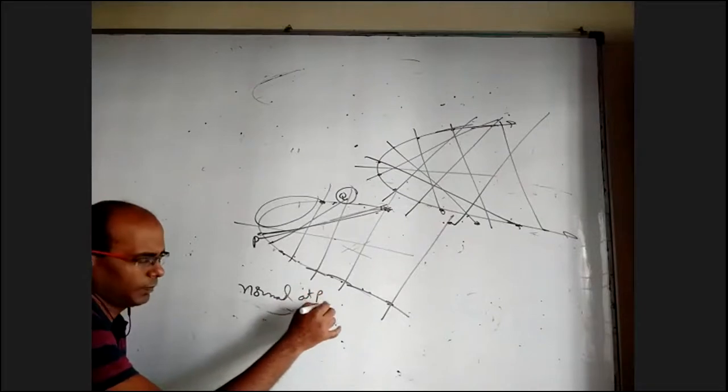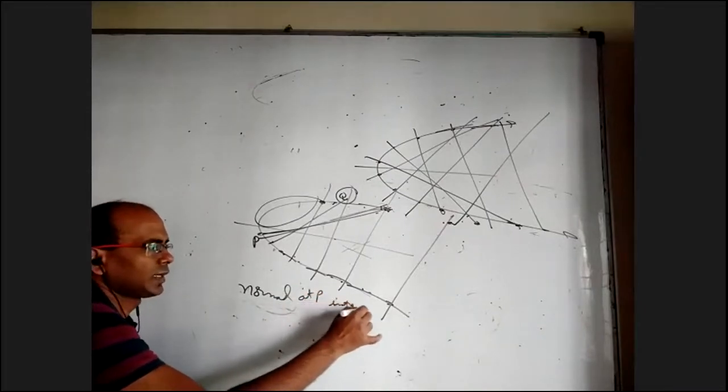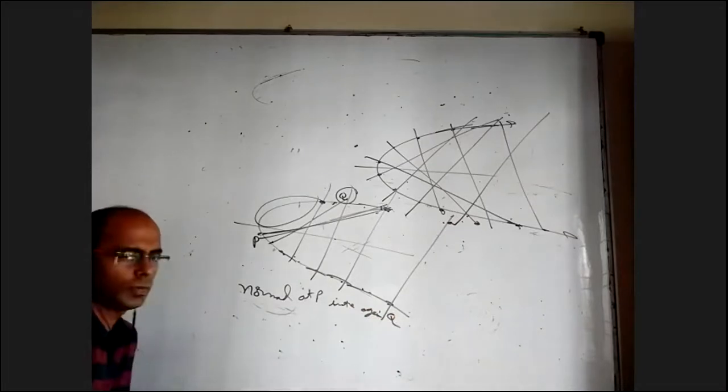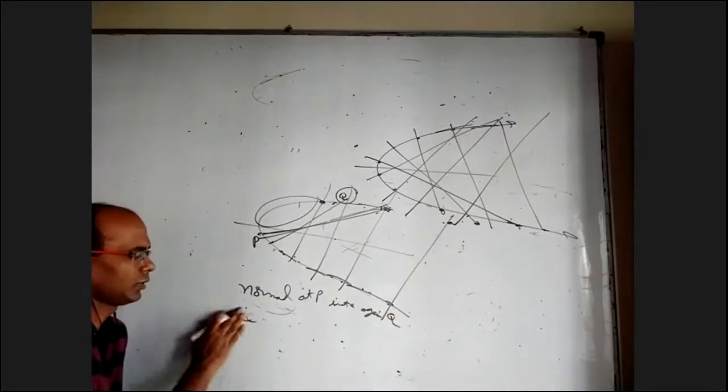Normal at P intersects the parabola again at Q. Yeah, it is the x coordinate.